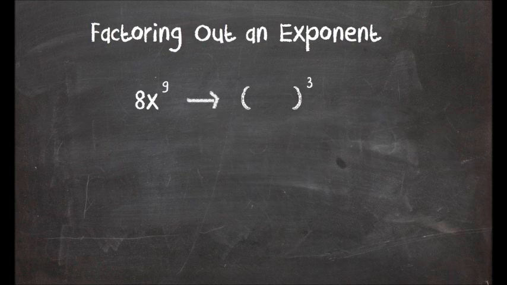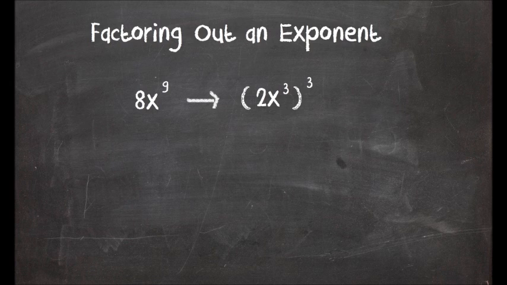Now you try factoring out some exponents on your own. What will 8x to the ninth look like if we factor out a 3? Now since we're factoring out an exponent of 3, what we're doing is actually cube rooting, or rooting by the third power. Now the cube root of 8 is 2, and the cube root of x to the ninth is x to the third.